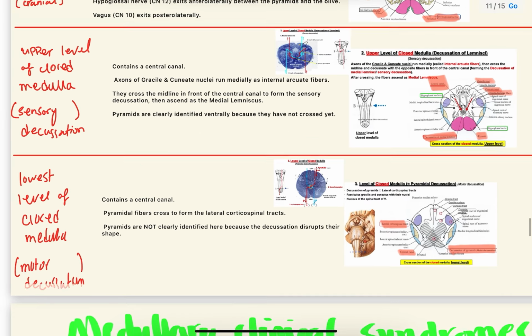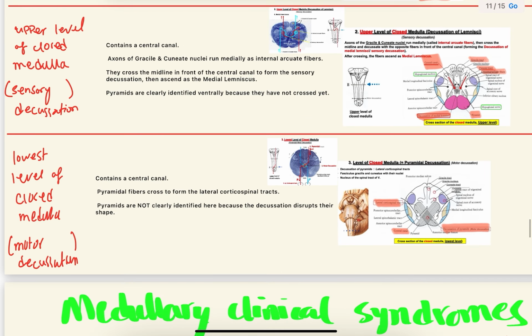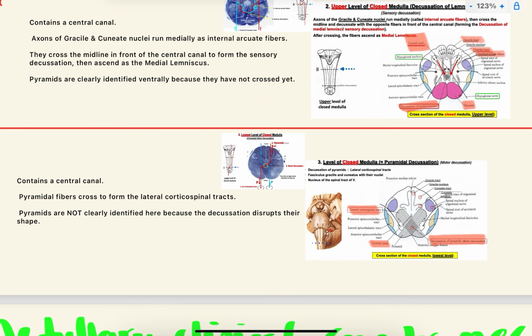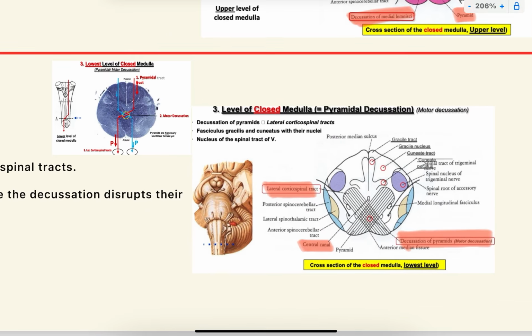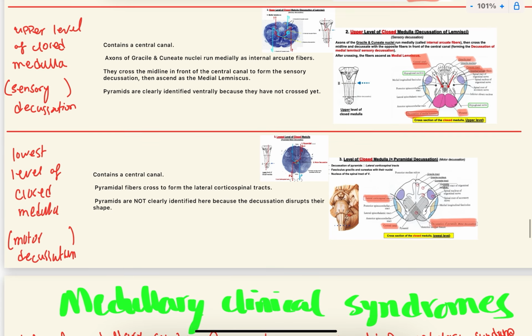Now, in the lower part of the closed medulla or the motor decussation, again, I have the central canal, but the pyramid fibers, they will form what? The lateral corticospinal tracts. So I'll have lateral corticospinal tracts crossing like this, crossing where? In the pyramids, forming motor decussation.